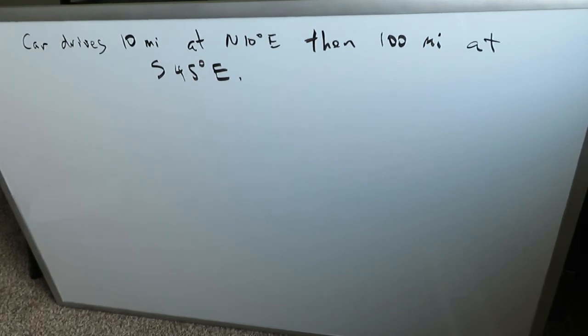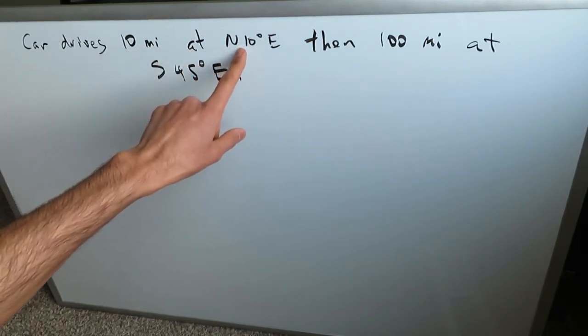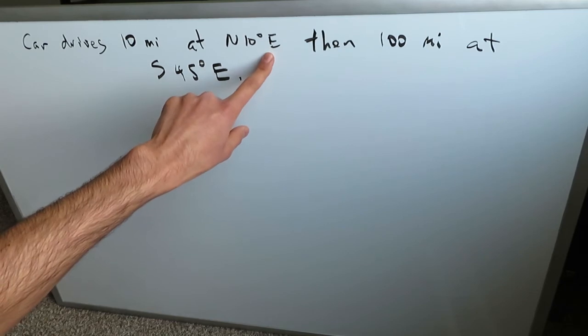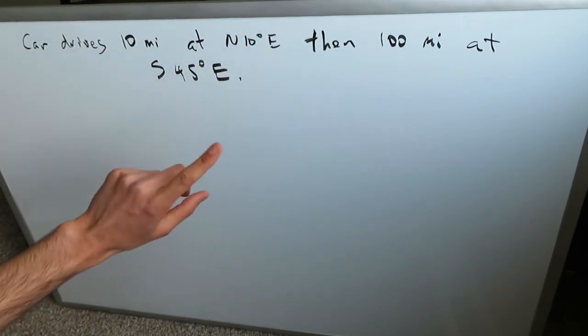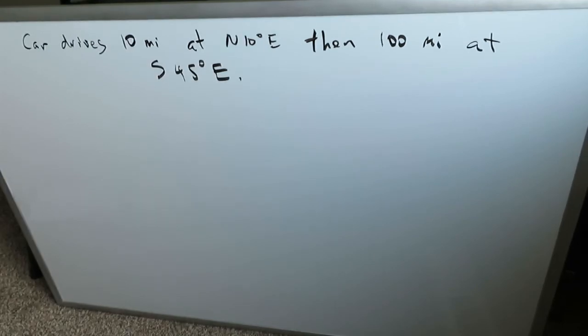You have a car which drives 10 miles directly north 10 degrees east. It makes a little stop. Then it does 100 miles at south 45 degrees east from that initial stop. You have to determine the displacement over here. And when I'm saying displacement, you have to determine the resultant.